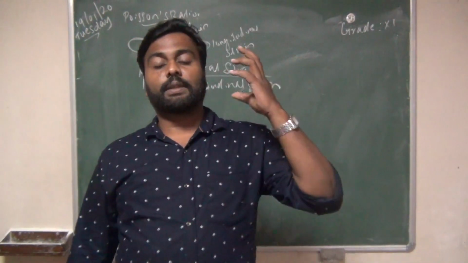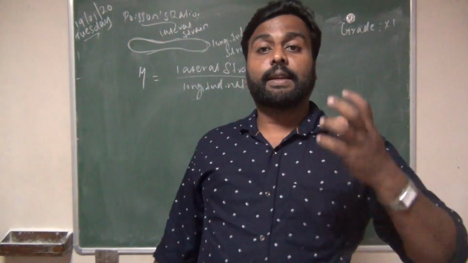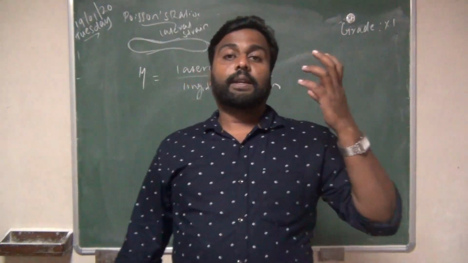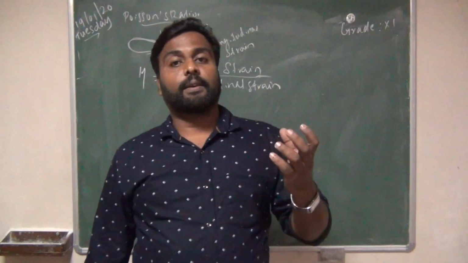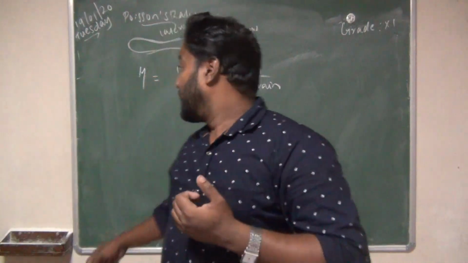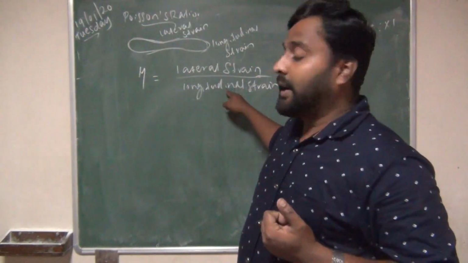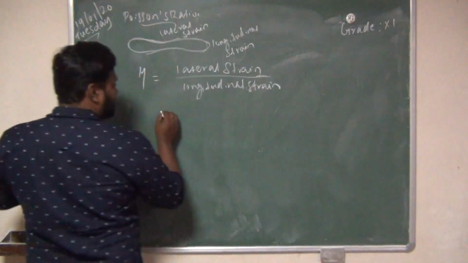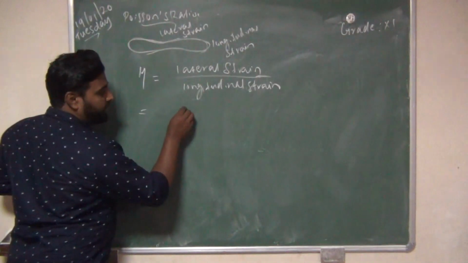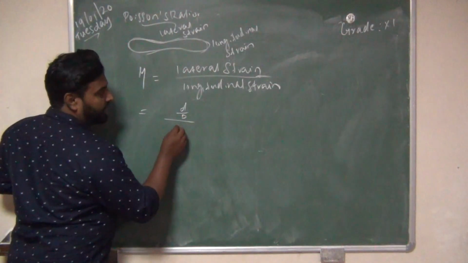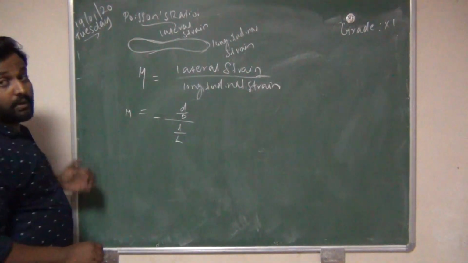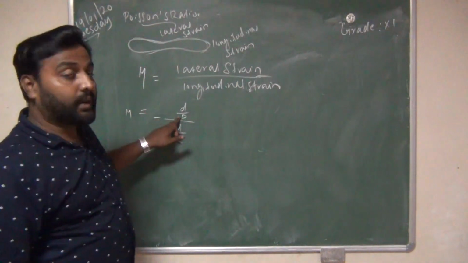Poisson's ratio is defined as the ratio between lateral strain and longitudinal strain. Or you can say it is defined as the ratio between the relative contraction and the relative expansion. That is, mu is equal to lateral strain by longitudinal strain. In symbols, lateral strain is small d by capital D, and longitudinal strain is small l by capital L. What is this small d? What is this capital D?